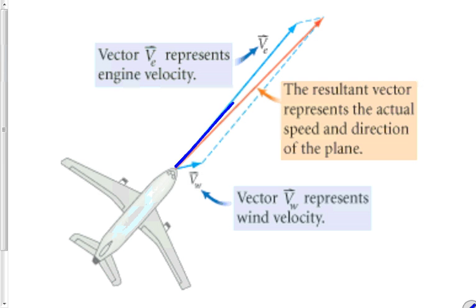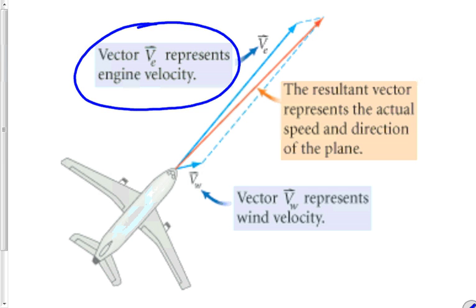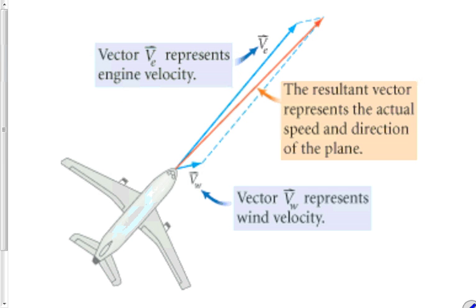If I trace this ray, trace this ray, trace this ray, right? There's three rays there. Now let's explain what each of these rays is as vectors. So we'll start up here. It says vector v sub e represents engine velocity.